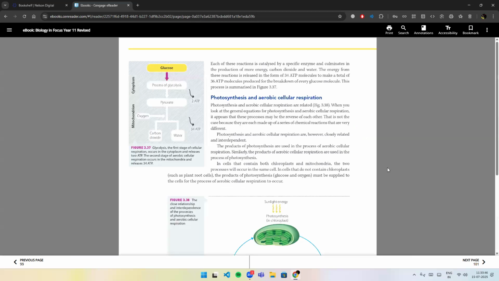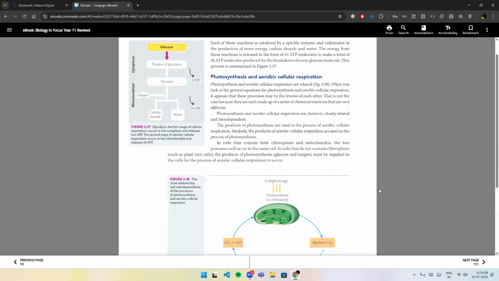Each of these reactions is catalyzed by a specific enzyme and accumulates in the production of more energy, carbon dioxide, and water. The energy from these reactions is released in the form of 34 ATP molecules to make a total of 36 molecules of ATP produced for the breakdown of every glucose molecule. This process is summarized in figure 3.37.